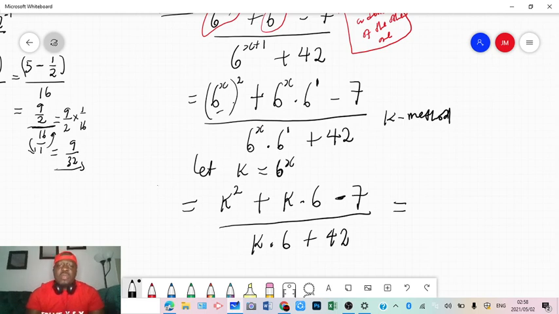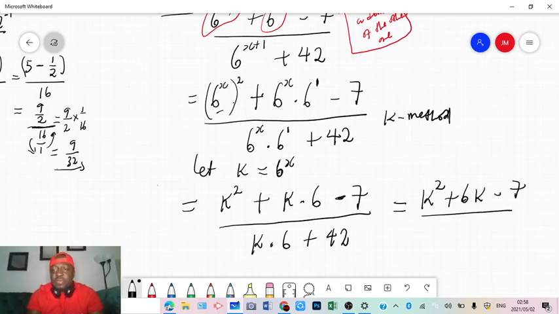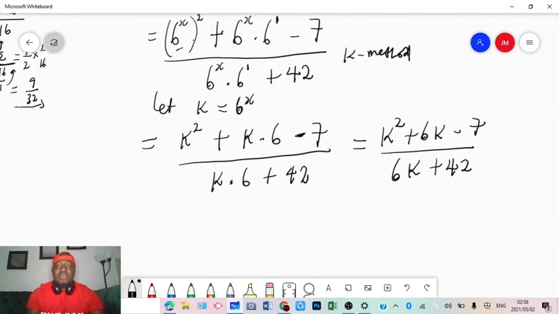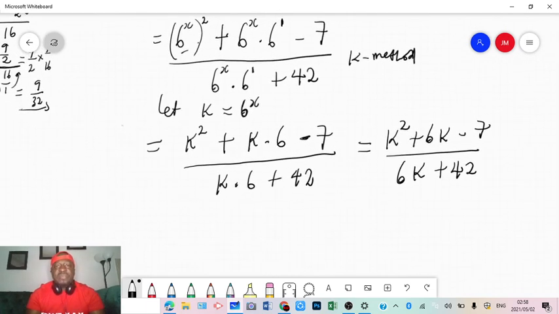So what do we see here is (k squared plus 6k minus 7) over (6k plus 42). Obviously, grade 10, you've done factorization. That was part of your term 1 work. So this trinomial is quadratic because the highest index is what?